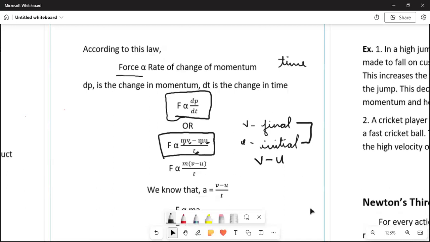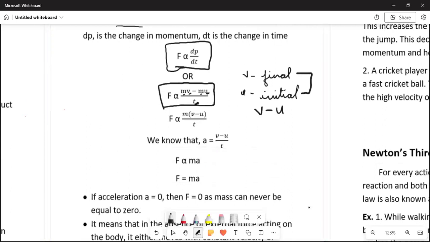And further simplifying the equation, we take m common from m into v minus m into u, and we get the equation that F is directly proportional to mass into (v minus u) over time t. And in the chapter on motion, we saw that acceleration is equal to final velocity minus initial velocity over time period t. This was our first equation of motion, and we also see it over here.